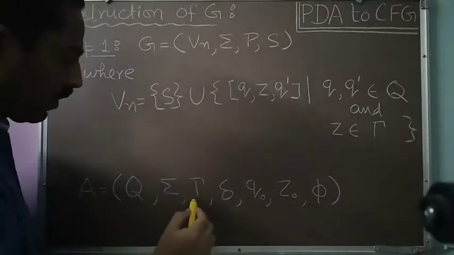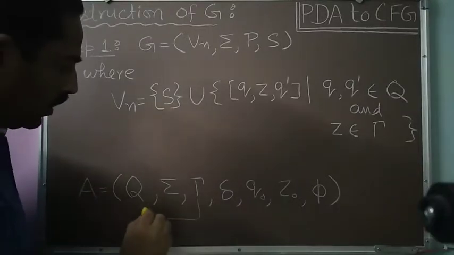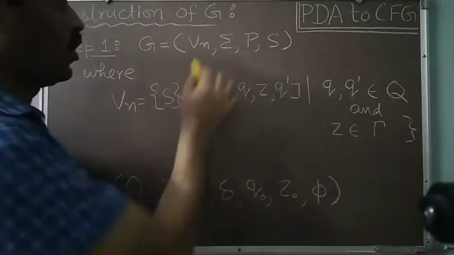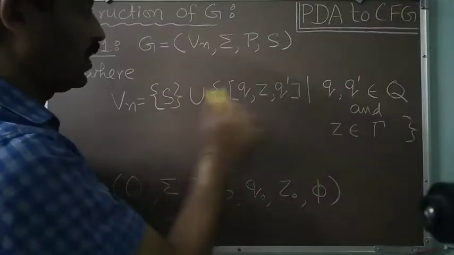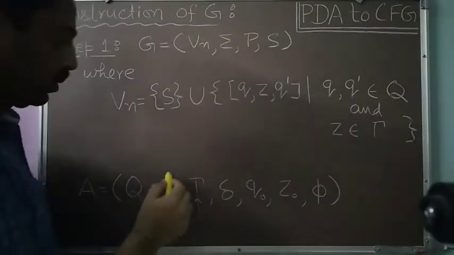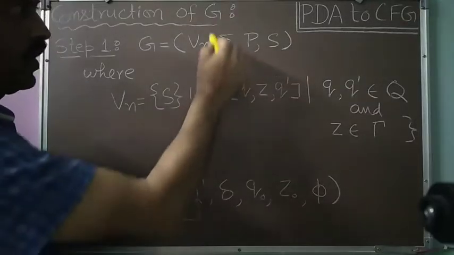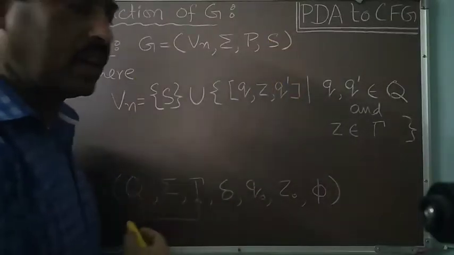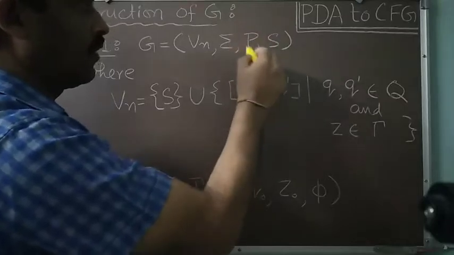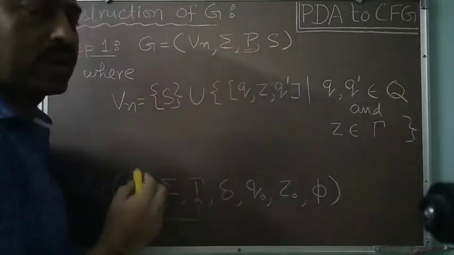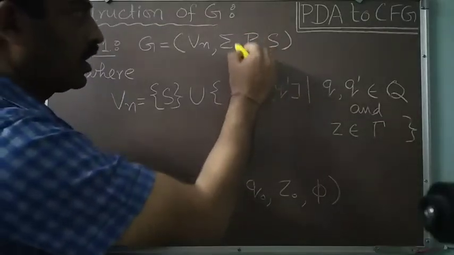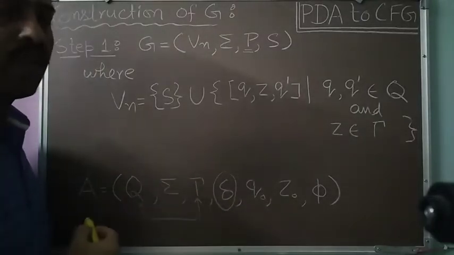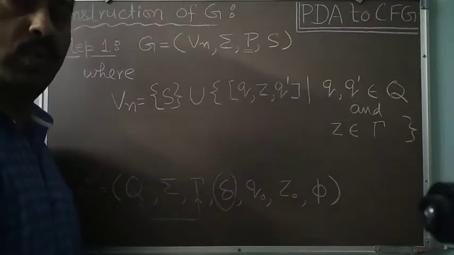So we are making all our variables with the help of states and the push down store symbols in our PDA. In this manner we will form our set Vn. So all variables are defined. Sigma is already known to us because the same sigma over which the PDA is defined will be taken in the grammar. S is the start symbol, which we have already included in the set of variables. So the only thing remaining after step 1 is P, the set of productions of the grammar. This set of productions P we will form with the help of the transition function delta of the PDA, and we will do this in step 2.